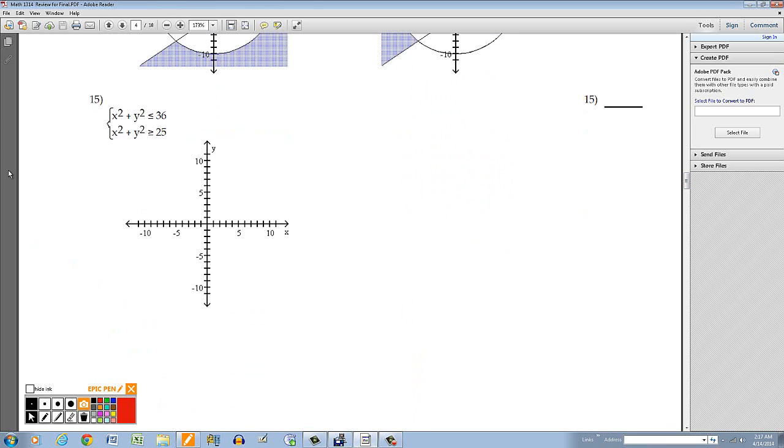Okay, so the next one is also a circle. Both of them are circles. The boundary for the first one is x squared plus y squared is equal to 36. Boundary for the second one is x squared plus y squared is equal to 25. So the first one has a boundary of a radius of 6, I should say. So my circle again, a little crooked here, but there it is. And then this one has a radius of 5, so they're both centered at the origin.